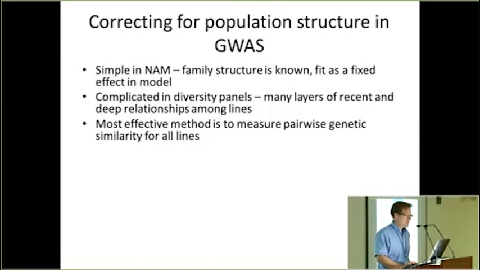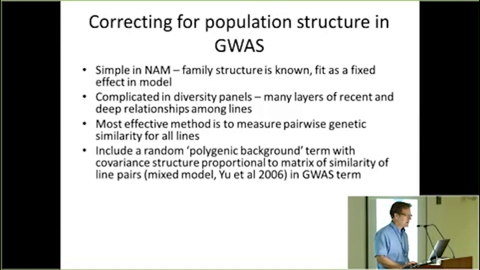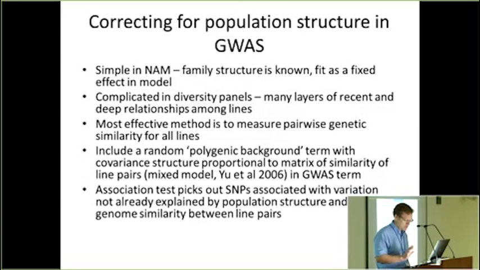So the most effective way to deal with that is to measure the pairwise genetic similarity for all the lines. And then we'll include a random polygenic background term that says the covariance structure of my genetic background effects is proportional to this genomic relationship matrix. Okay, and I'm actually going to show you an equation where we do that.